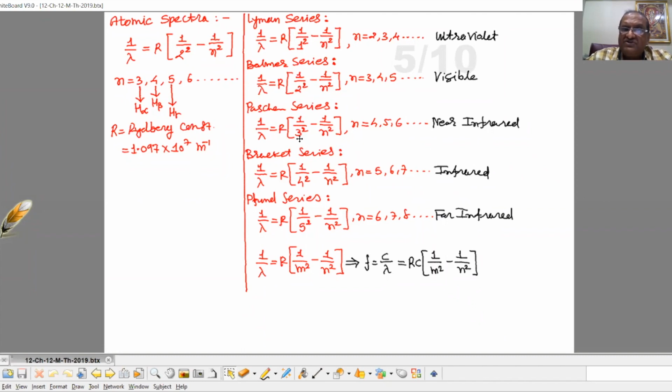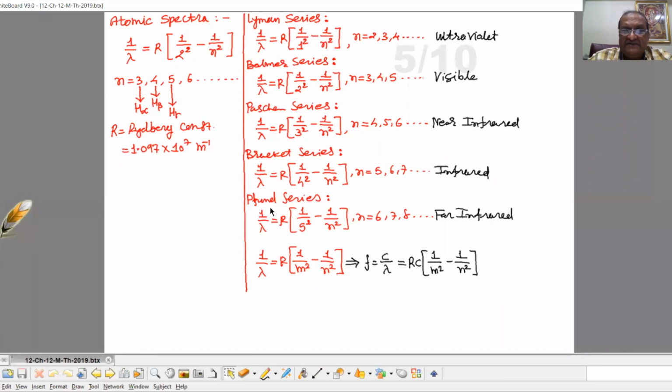And Paschen series was obtained in near infrared region. So in this equation, if we substitute n equal to 4, then we will get H alpha line of Paschen series. Like that, Brackett series, that is in infrared region. For that, the common equation of the wavelengths of spectral lines is 1 upon lambda equal to R into 1 upon 4 square minus 1 upon n square, where n equal to 5, 6, 7.